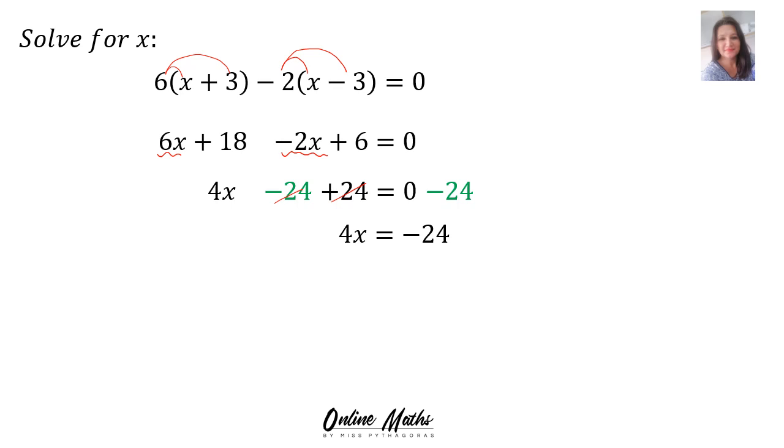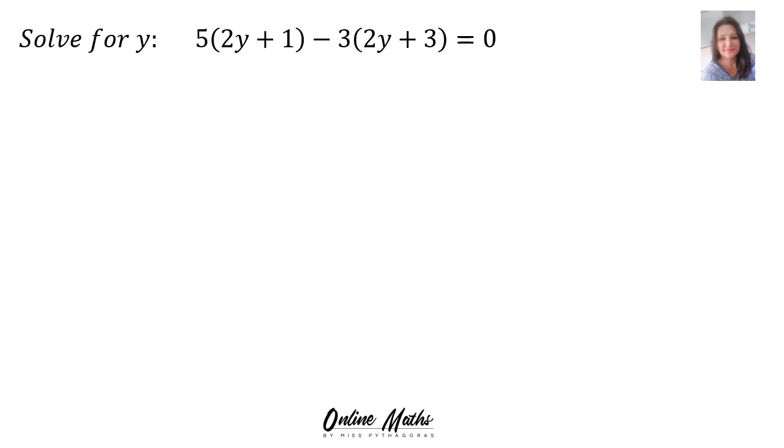Now I want to solve x. So I want to get rid of the coefficient in front of x. I want to get rid of the 4. Therefore, I will divide both sides by 4. And it becomes 4 goes in itself once, and 4 goes into 24 6 times. Therefore, my solution, x is equal to minus 6.